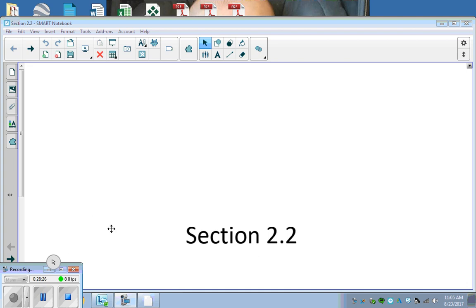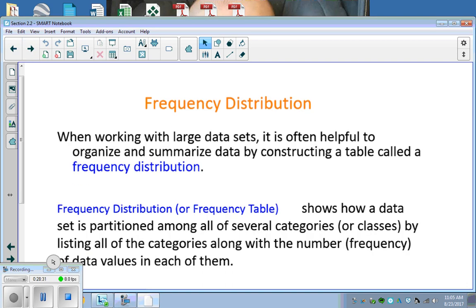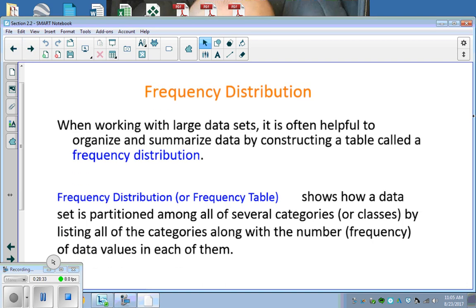Okay, so we're going to move right on into section 2.2. We're going to use different ways of summarizing data, especially when there are large amounts of data. For instance, we service somewhere between 2,500 and 2,700 students in the math physics department every semester. So there's quite a few of you.